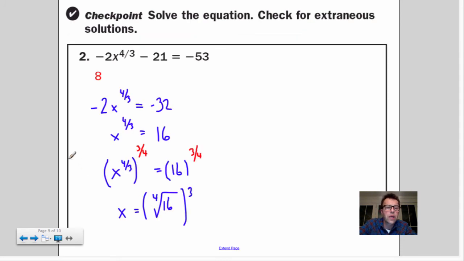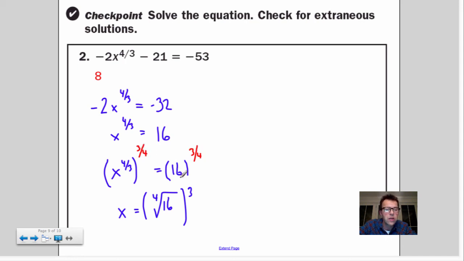Excellent. The answer for problem 2 is 8. So here are my steps. I added 21 to both sides. I got negative 32. I divided by negative 2 and got 16. Again, if I'm raised to the 4/3 to cancel that, I need to raise to the 3/4. 16 raised to the 3/4.